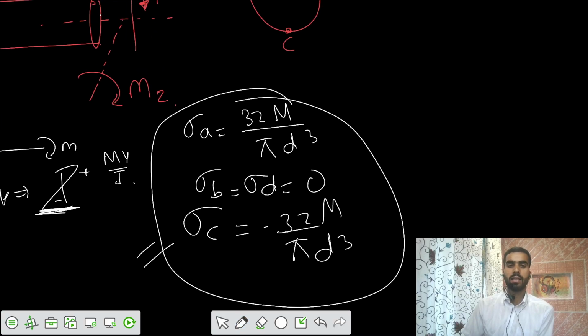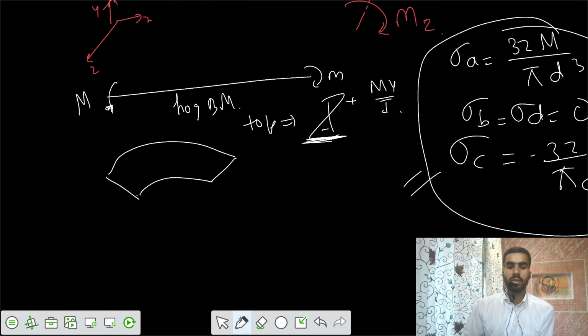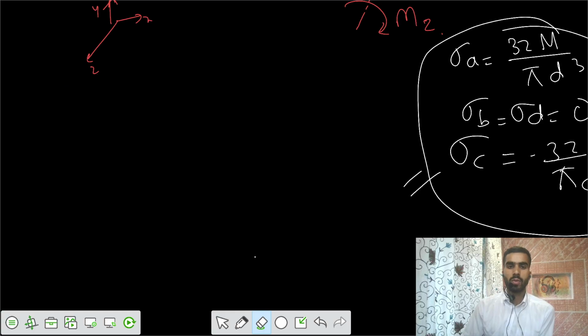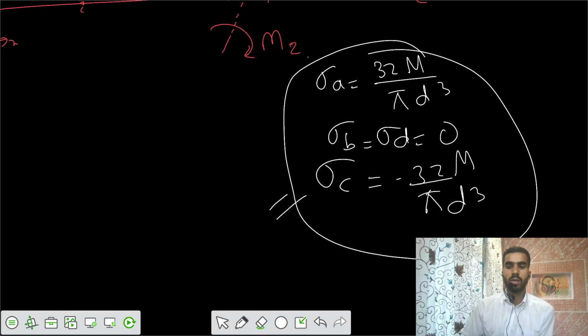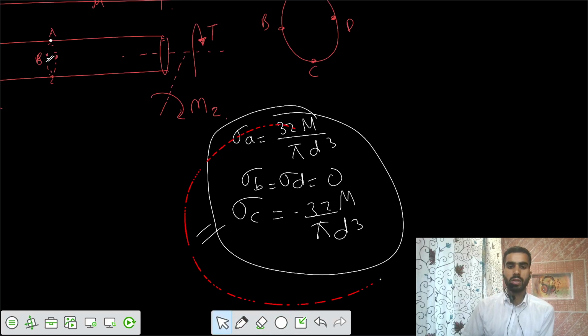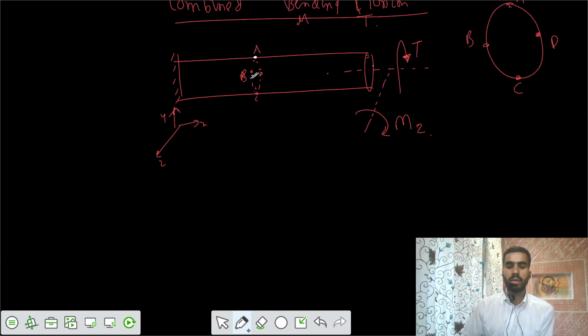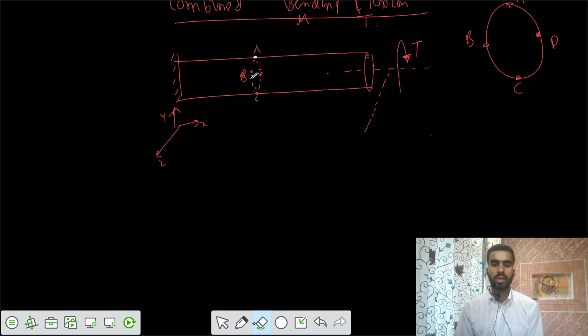That's easy to calculate. Now talking about that torque. Let's keep these to a side. So we have this done. That moment is done. Let's remove the moment. Now we are talking about that torque.